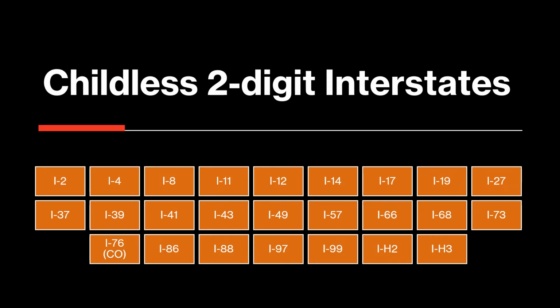Now, I did not put I-22 on this list because it's being planned out. And also I-66 and I-97 did have planned three-digit interstates, but they were canceled. And we're going to go through that too.